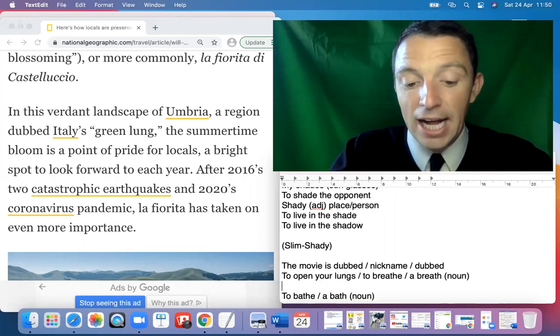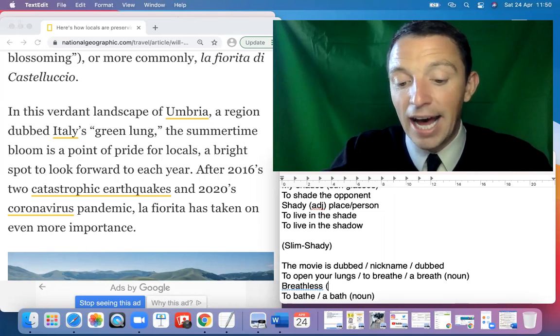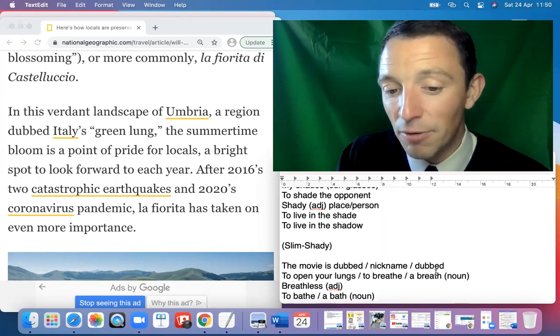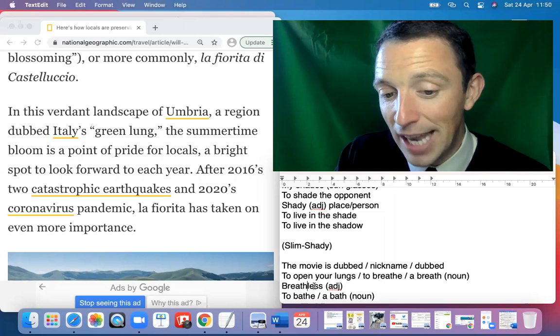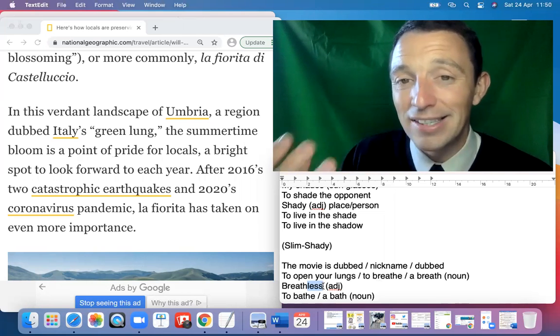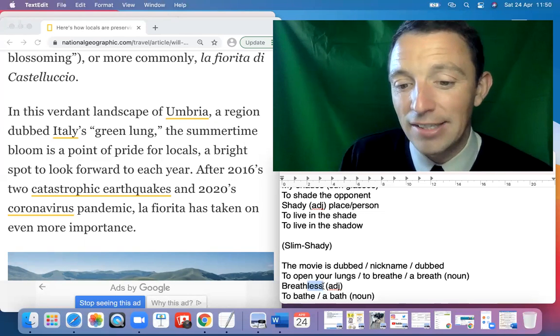Also, we have the adjective breathless. After exercise, you are breathless. So you have no breath. Remember, the suffix is less, for example, homeless, jobless, it means without. And if you are breathless, you have no breath after exercise.